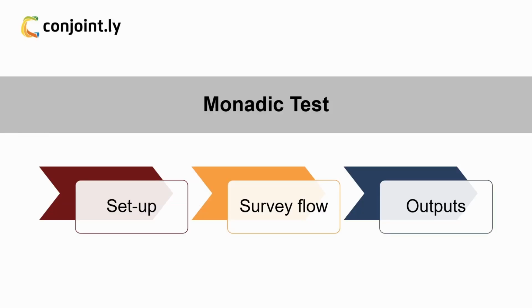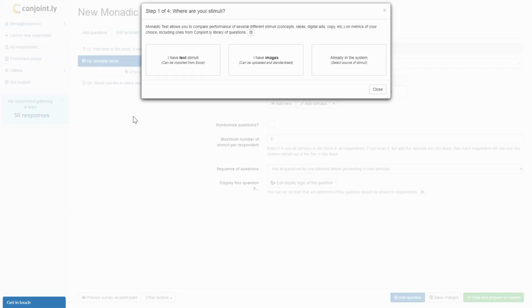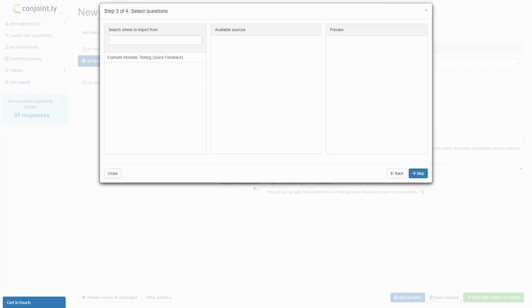This video includes 3 sections: Setup, Survey Flow, and Outputs. Section 1. Setup. To start setting up the Monadic test, you will firstly need to import your stimuli using the quick setup interface. You can prepare a list in Excel, a list of images, or import stimuli from another Conjointly experiment. Next, you can import questions from another experiment.